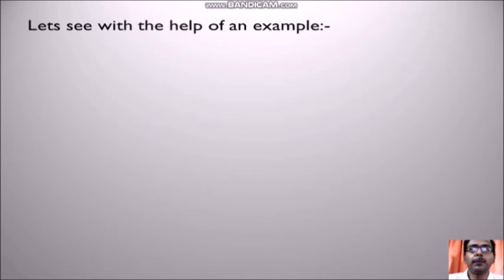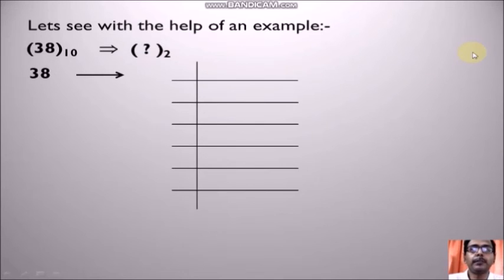Now let's see with the help of an example. Say 38 is a decimal number, how much will it be in binary? So first write 38 and give an arrow, and start the prime factorization process. So 38 when divided by 2, the quotient is 19 and the remainder is 0. Again 19 divided by 2, quotient is 9, remainder is 1. Again 9 divided by 2, we get 4, remainder is 1.